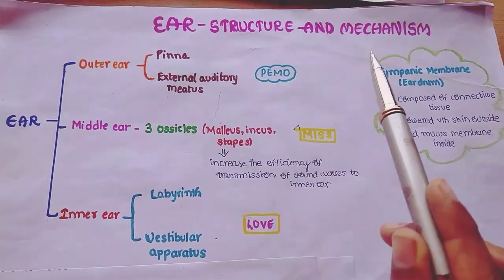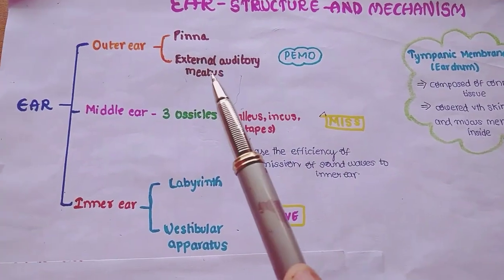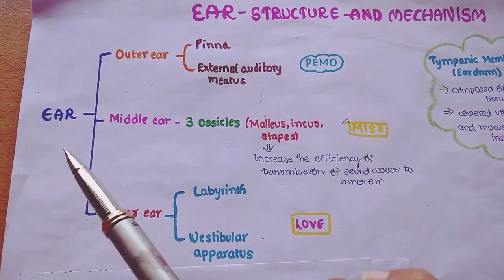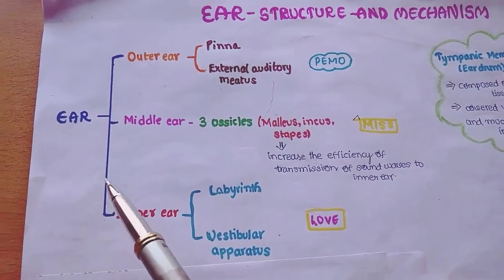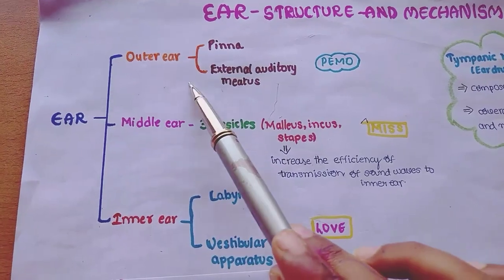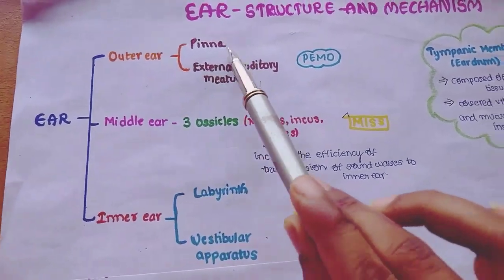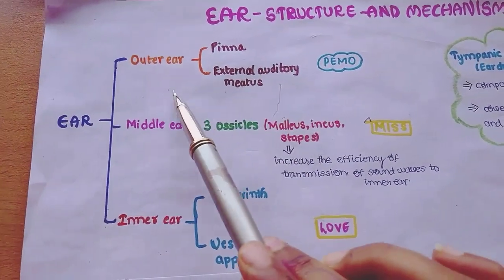Let's discuss the structure and functioning mechanism of a human ear. The ear performs two sensory functions, that is, hearing and maintenance of body balance. Anatomically, the ear is divided into outer ear, middle ear and inner ear. Pinna and external auditory meatus constitute the outer ear.